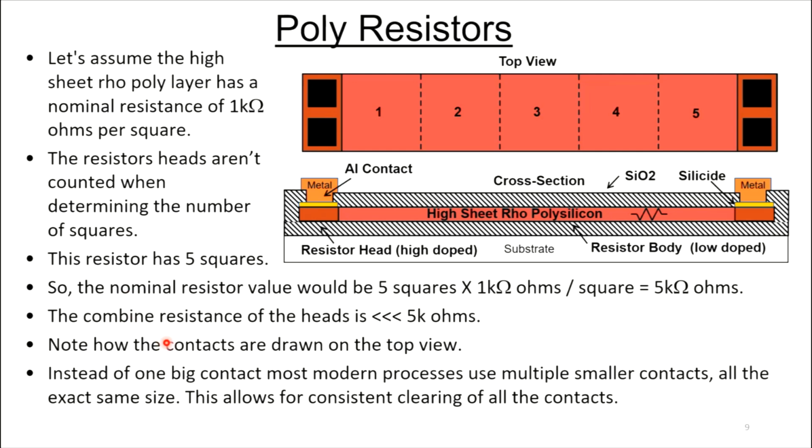So note how the resistor contacts are drawn here. Instead of one big contact, the fab uses a bunch of smaller contacts, and they're all the same size. That's done so that it's easier for the fab. They only have to clear one size contact. You clear that one size contact, and all the contacts on the whole wafer are open. Back in the old days, we had contacts that were all different sizes and made it very, very difficult on the fab. By standardizing on a single contact size, that makes it much more consistent.